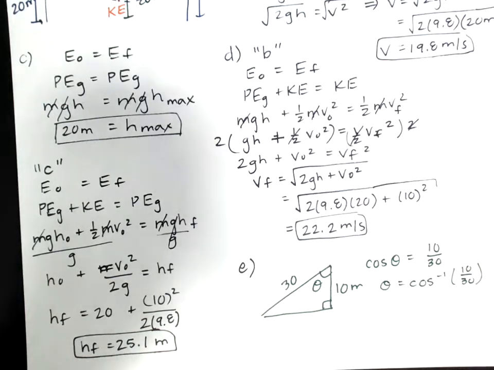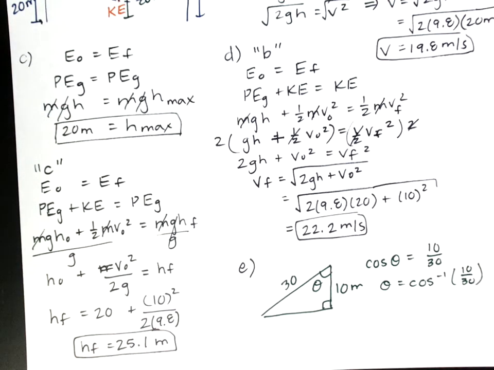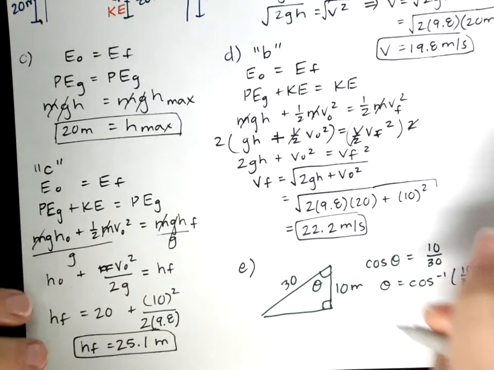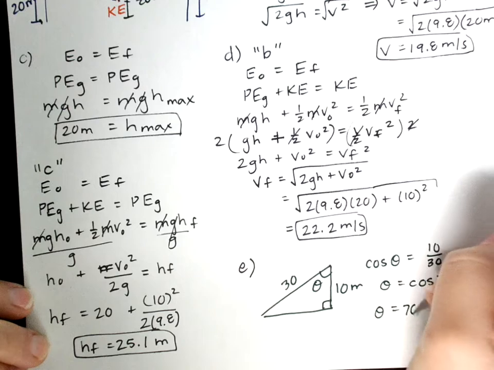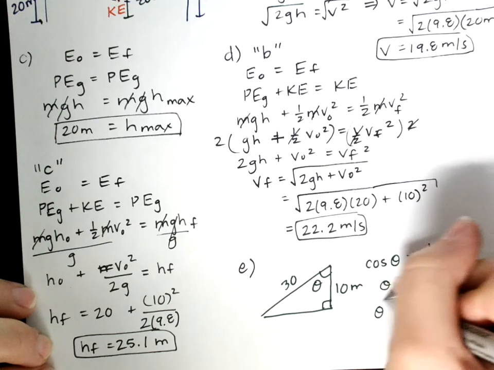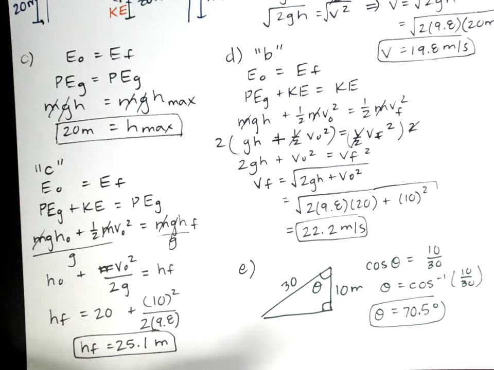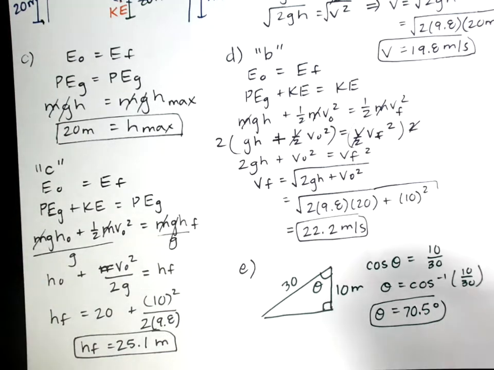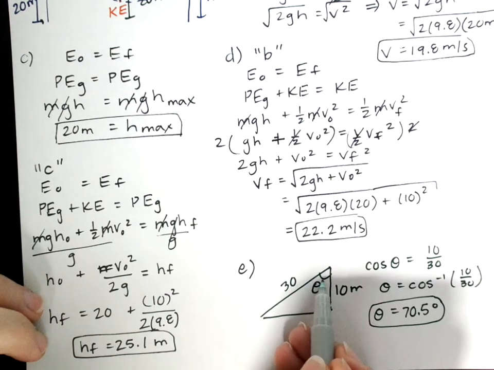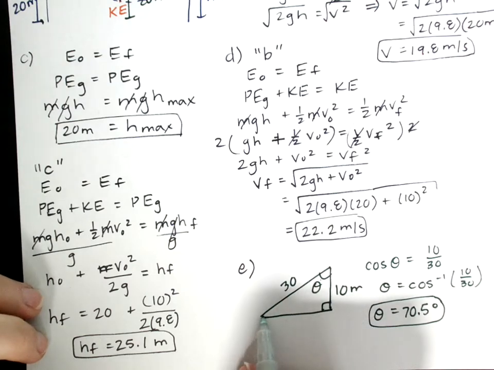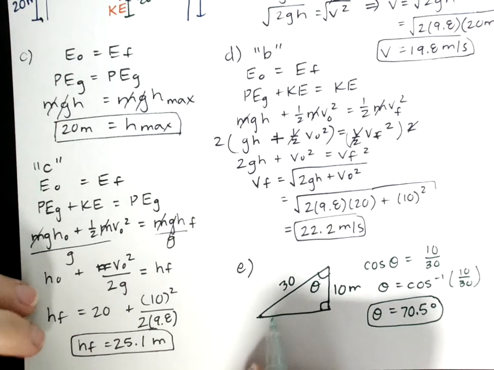Make sure your calculator's in degrees. And you should get 70.5 degrees. Since they already identified that they're asking for the angle with the vertical, we don't need to include a direction because there is only one angle with the vertical. Okay, this angle is not with the vertical, that's with the horizontal. Okay?